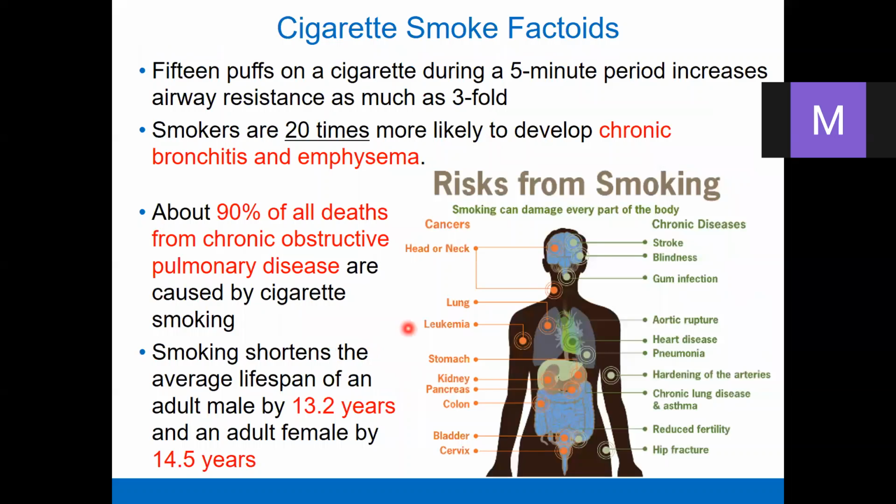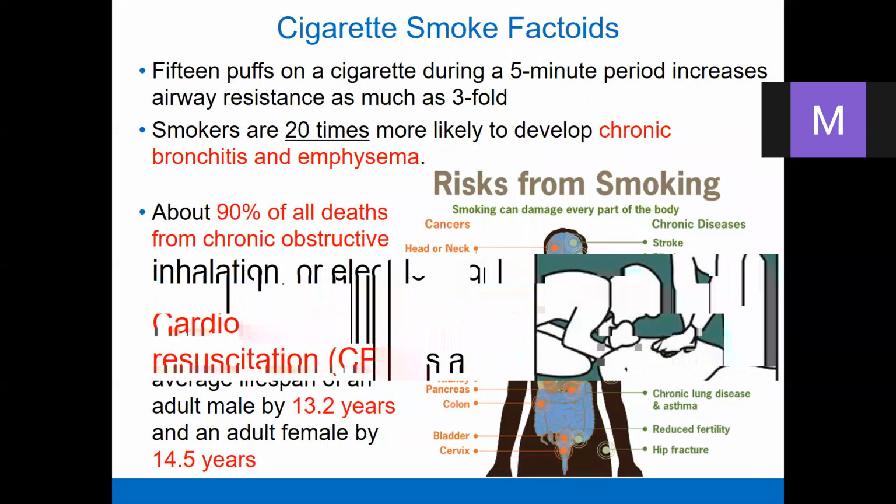Okay, and cigarette smoking facts are really big health issues nowadays. Fifteen puffs on a cigarette during a 5 minute period increases airway resistance as much as threefold. That means it prevents gases from coming in and going out. Smokers are 20 times more likely to develop chronic bronchitis and emphysema.